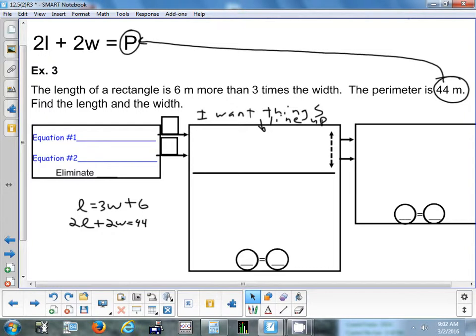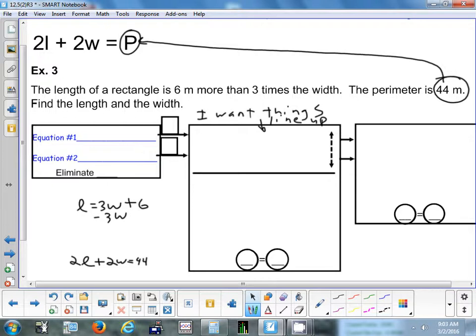Sabrina, what were you going to say? Subtract 3W. Yeah. Just take the 3W and move it to the other side. That puts the 6 by itself. And you have L minus 3W. That's equation 1. That's equation 2. Right?